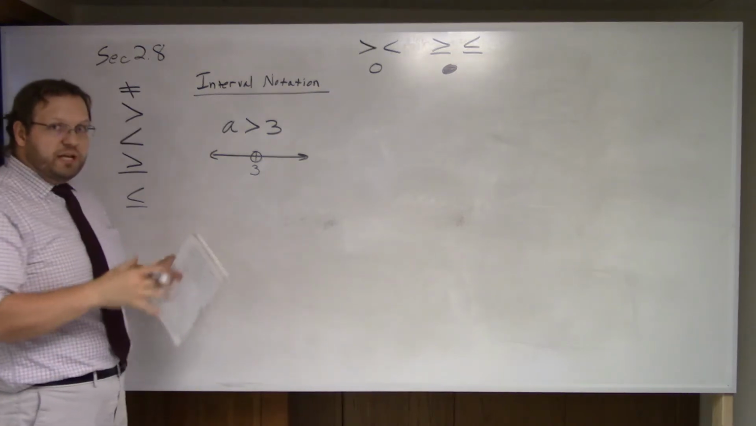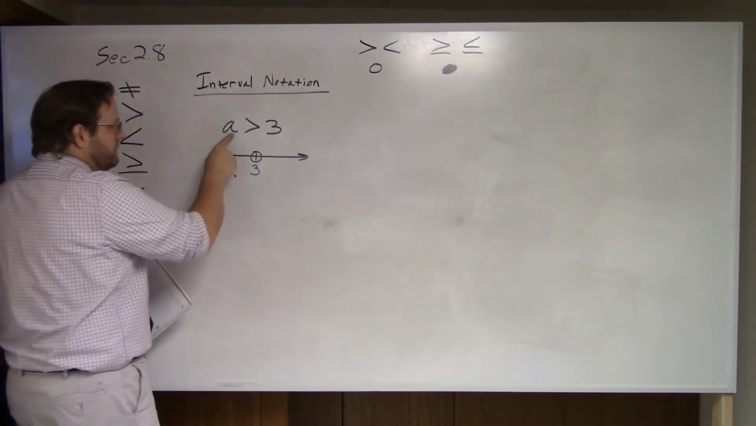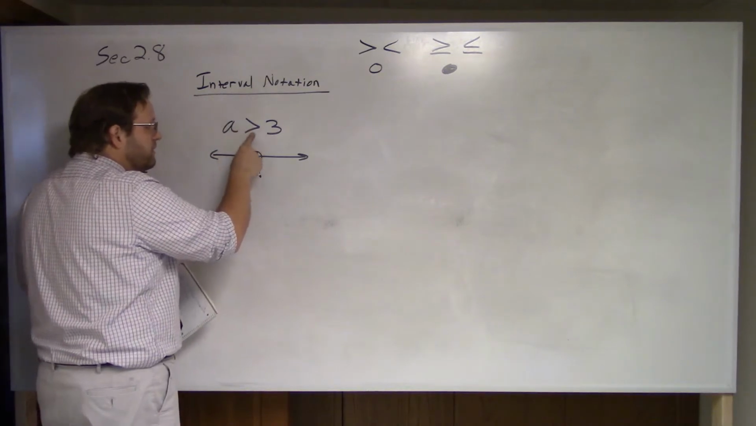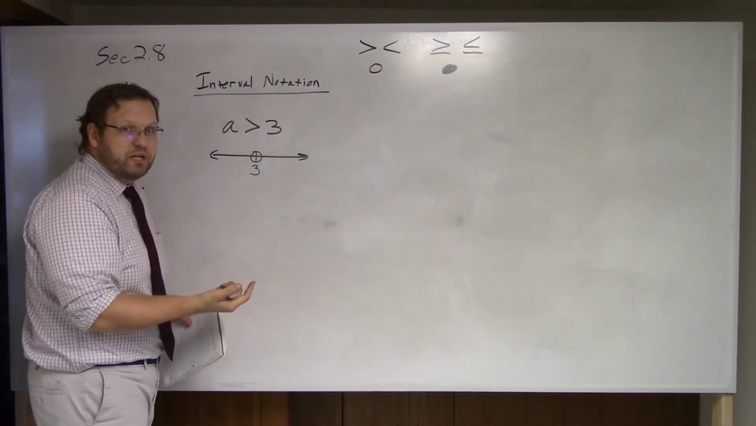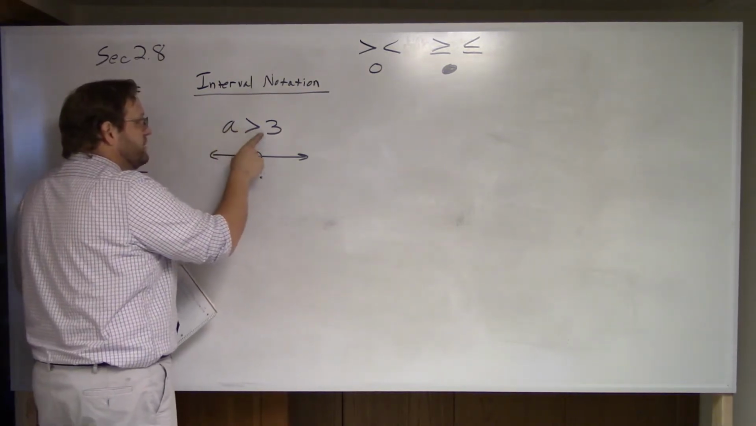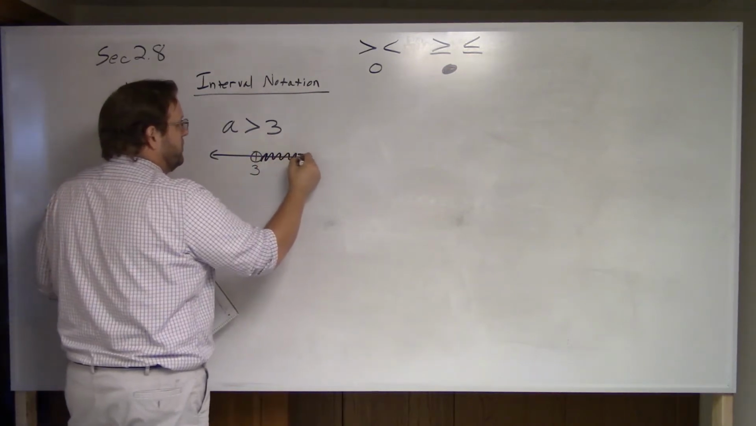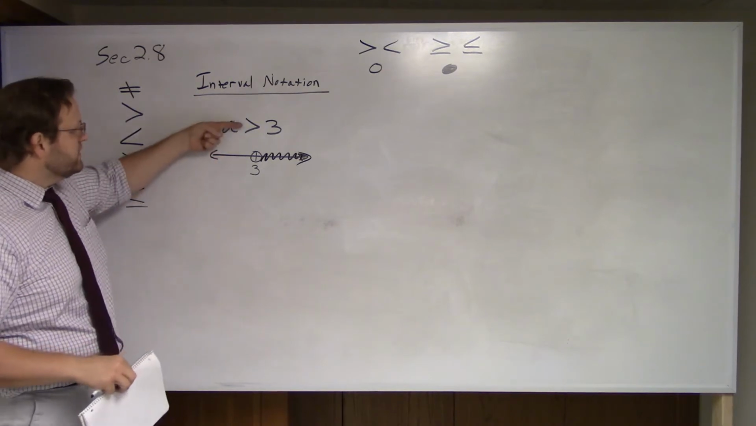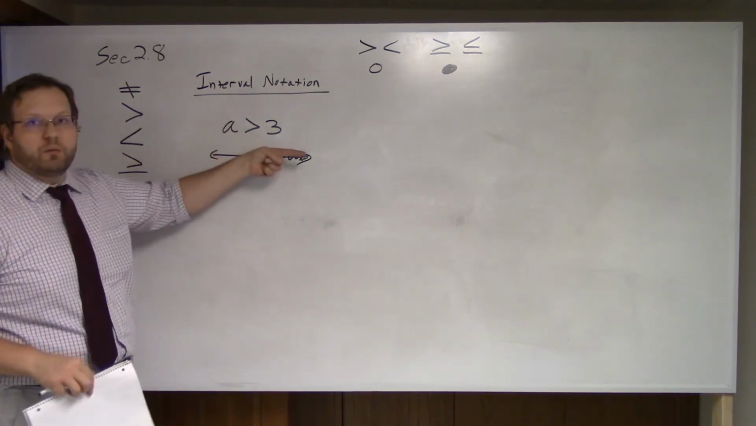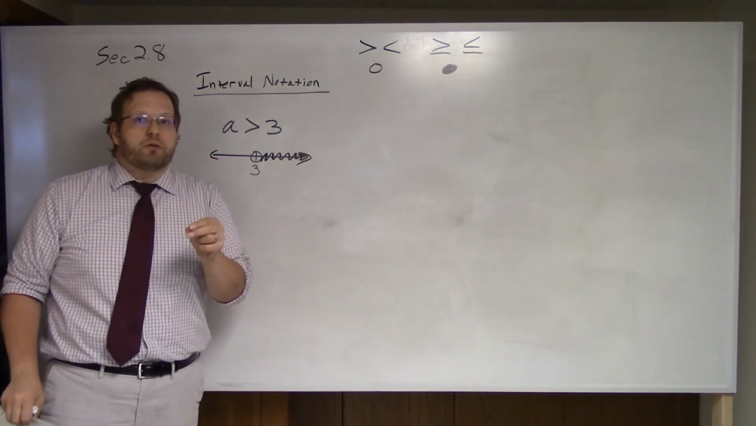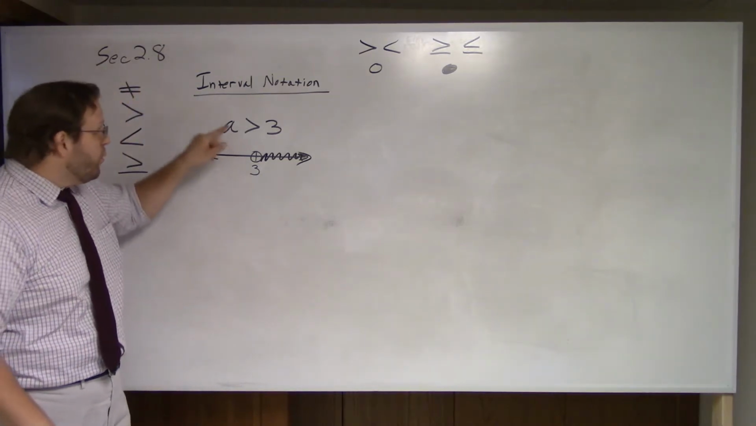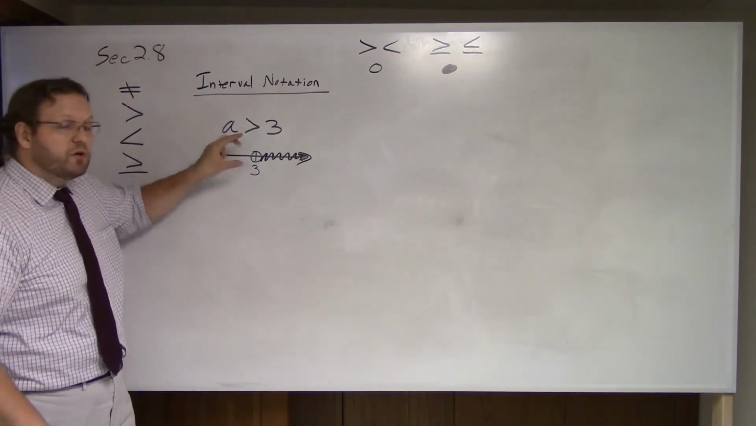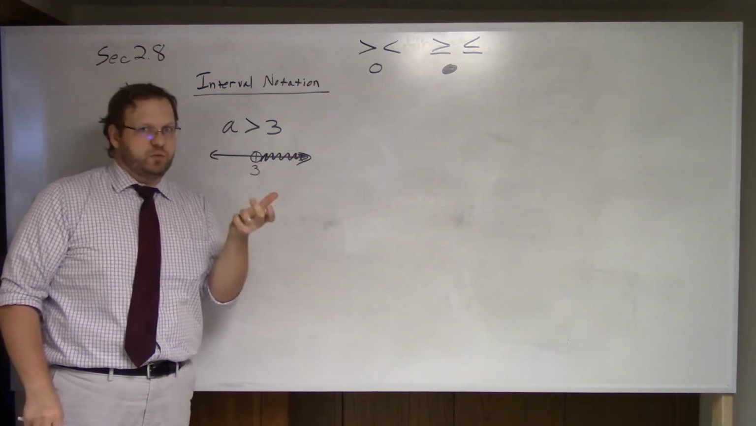Now, in terms of shading, you want to take the shading to be bigger than 3. That variable represents the shading. The shading has to be bigger than 3, so I'm going to go this way. Another kind of trick we use is to say this is pointing this way, so we shade that way. The key thing to remember though is you only do that when the variable is on the left. If the variable's on the right, you can't use that trick. You have to switch it.